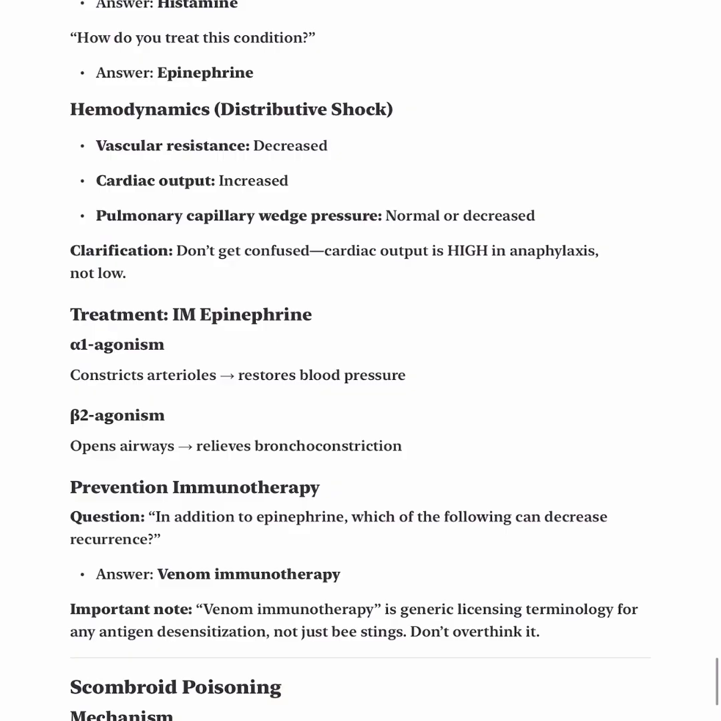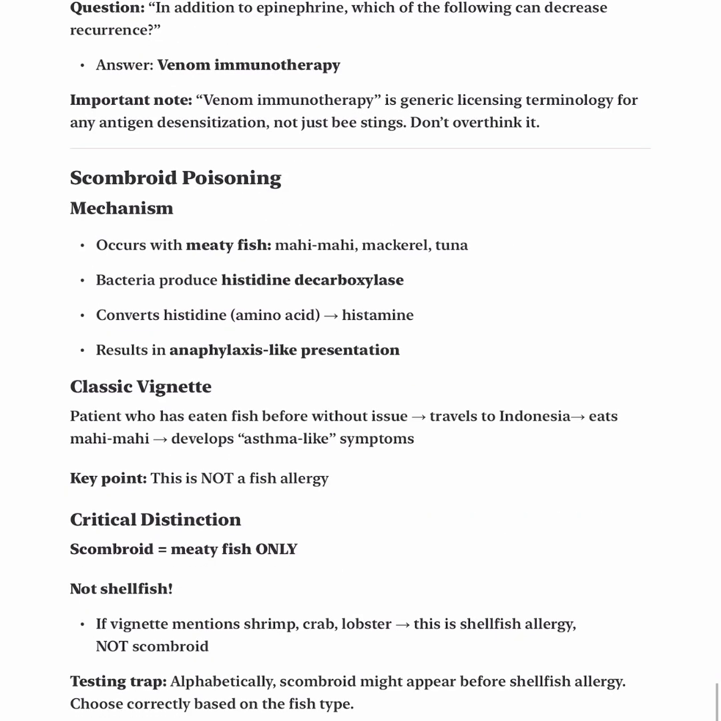As far as scombroid poisoning, the mechanism occurs with meaty fish such as mahi-mahi, mackerel, or tuna. The bacteria produce histidine decarboxylase. This converts histidine, which is an amino acid, into histamine. The result is an anaphylaxis-like presentation.